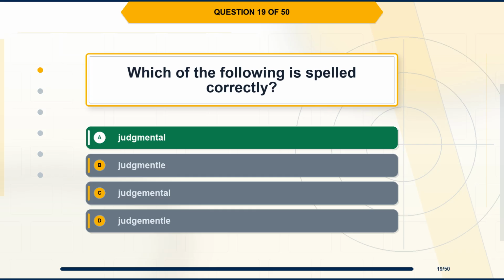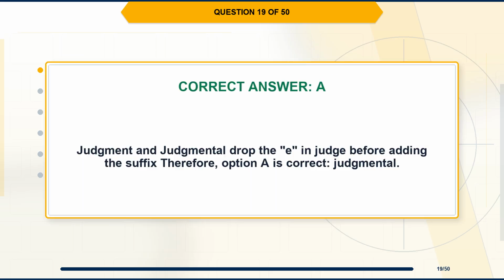The correct answer is option A, judgmental. Explanation. Judgment and judgmental drop the E in judge before adding the suffix. Therefore, option A is correct, judgmental.